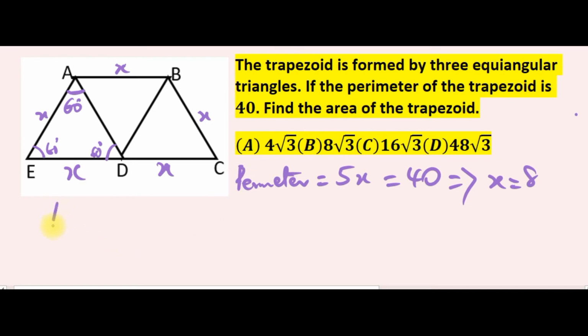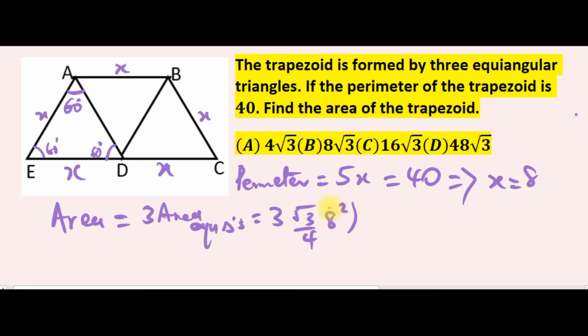To find the area, the faster way, since each of them is an equilateral triangle, and we know that the area of an equilateral triangle is root 3 over 4 times x squared, where x is the side. Since we have a trapezoid made up of three equilateral triangles, this means 3 times the area of an equilateral triangle, which is 3 times root 3 over 4 times 8 squared. So we have 4 in 64.